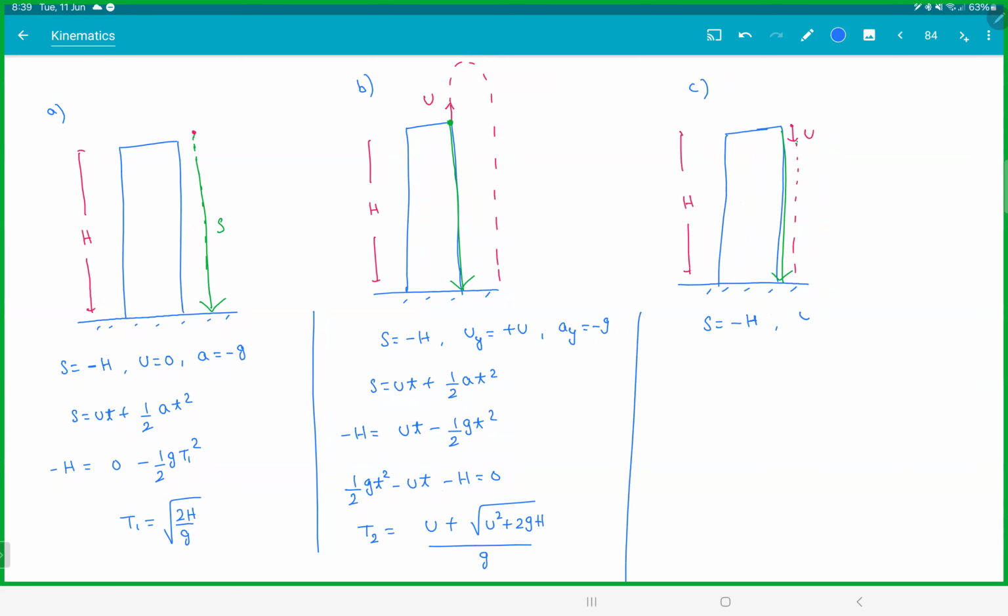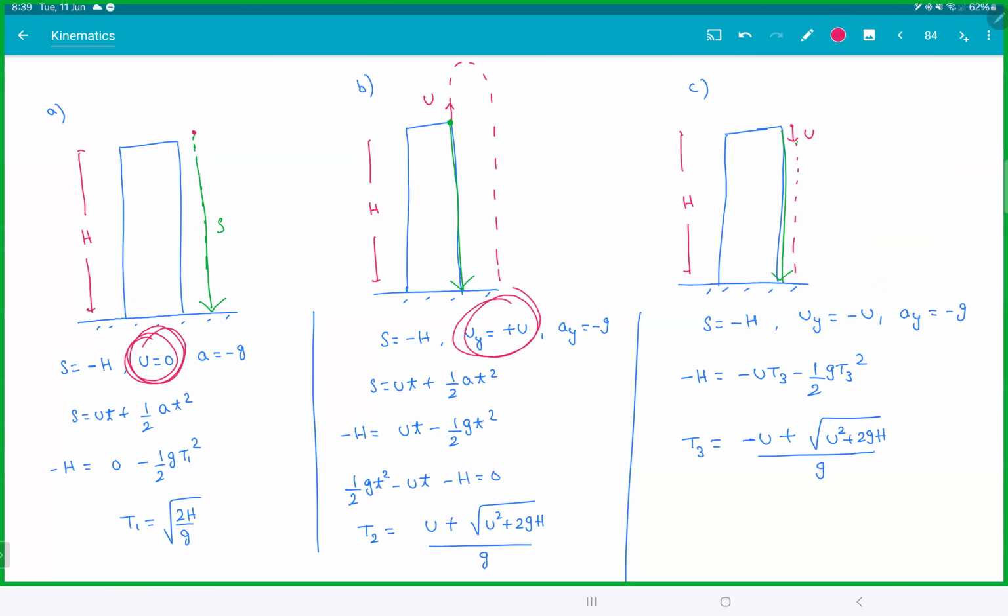For the third one, again, u_y is minus u and a_y is minus g. So here, minus h is minus ut3 minus half g t3 square. You find the roots for this, and you end up with t3 equal to minus u plus root over u square plus 2gh, by g. The only thing you should realize is the only data which is changing is these three points. Look at this, the value of u, plus and minus and 0, changed the whole thing.